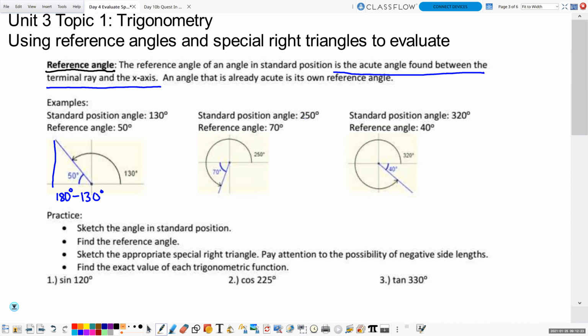The second example is 250 degrees. So I graphed 250. It falls in the third quadrant, and here's the angle between the terminal ray and the x-axis. Now, for the first one, I did 180 minus the angle. What arithmetic do you think I did to get 70? What little piece of arithmetic did I do? Bravely unmute or throw it in the chat. What did I do to get the 70 degrees?